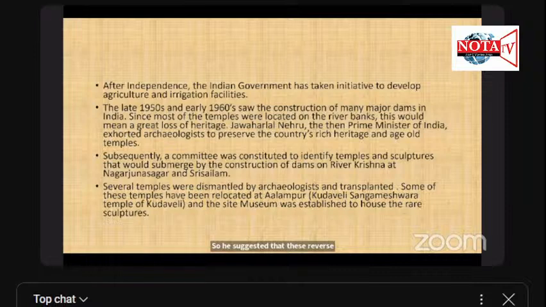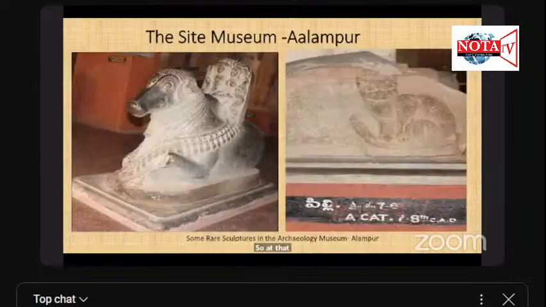So the archaeology department, that is the Archaeological Survey of India, transplanted most of these temples. Several temples were relocated. And this Kudaveli Sangameshwara temple, which is at Kudaveli, also was transplanted by I.K. Sharma and his team. They also established a site museum. At that time, they also found a lot of sculptures.